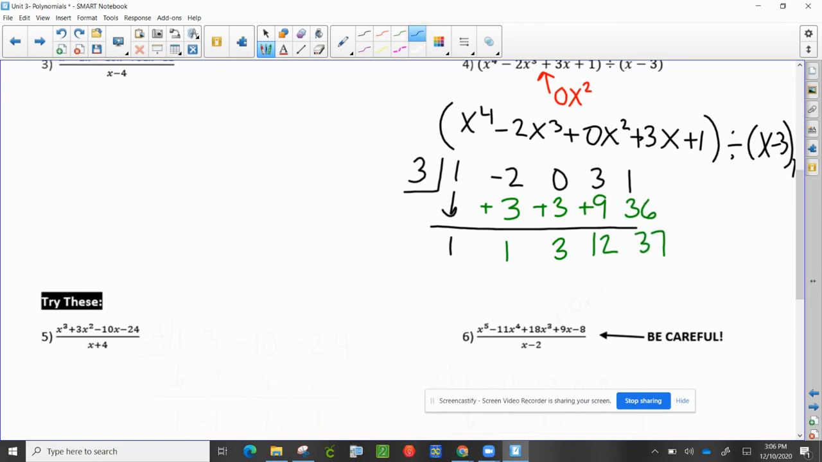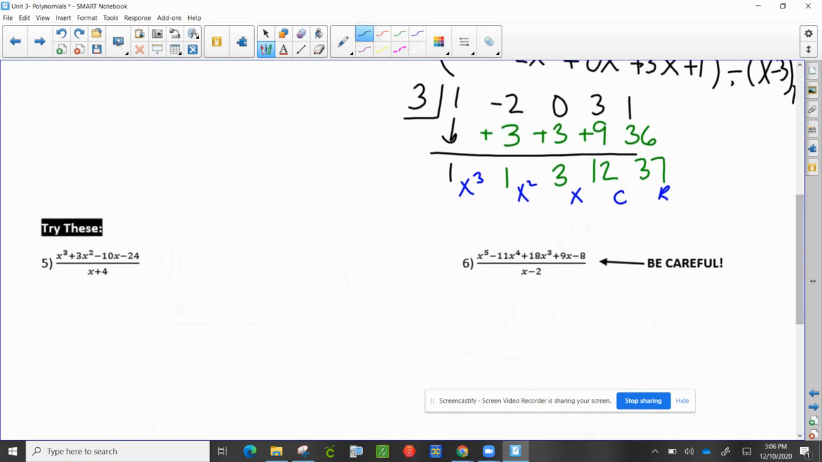So this one did give us a remainder. We have a remainder, constant. Here's your x term. Here's your x squared term. And here's your x cubed term. So again, if you just start from the right and work your way up, you'll never get those wrong. Okay. So here's our final answer.